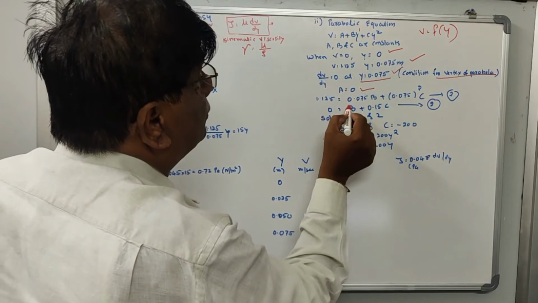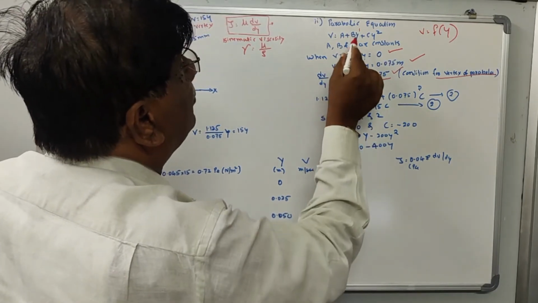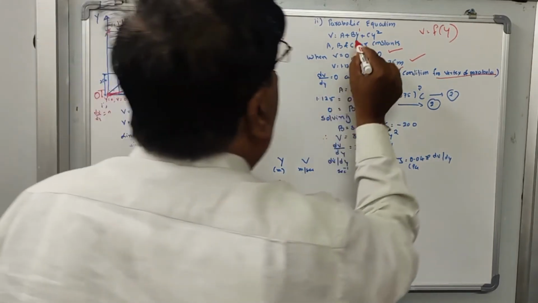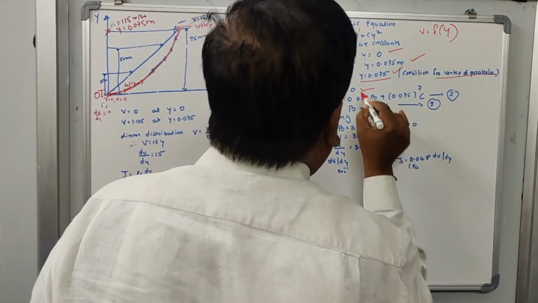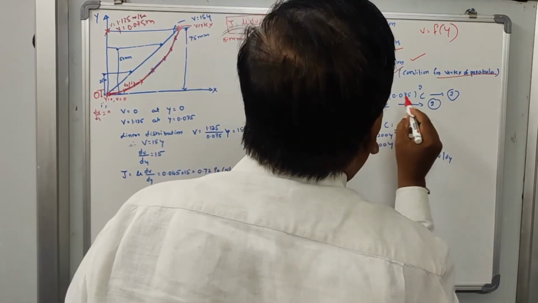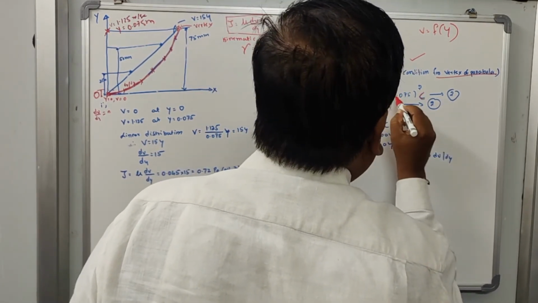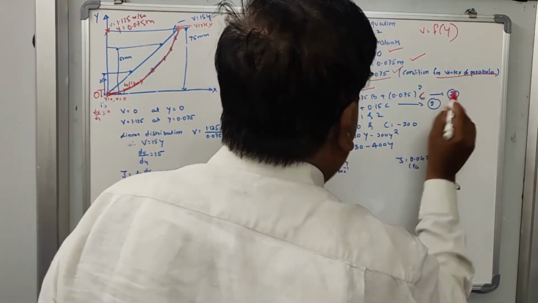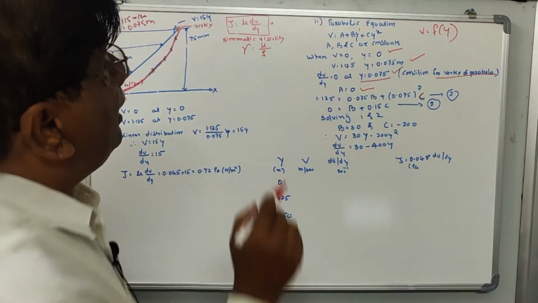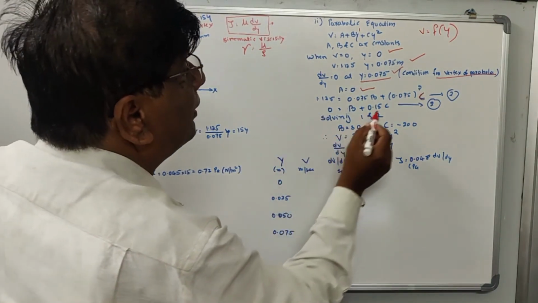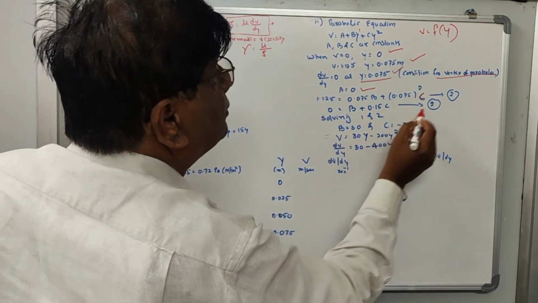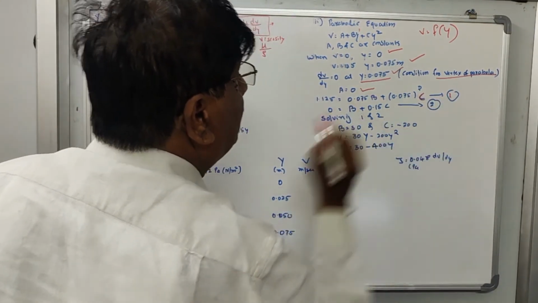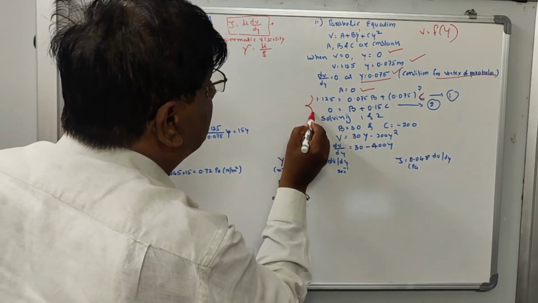So a is equal to 0, b is equal to 0.75, so b constant, and y is 0.075. Again c plus c into 0.075 square. So this is the second boundary condition, and use the third boundary condition, you are getting the third equation. So solving these two equations, this is equation number 1, this is equation number 2, you solve these two equations.